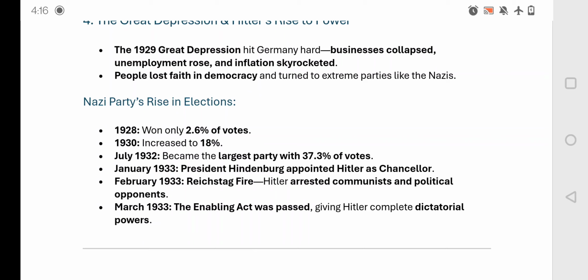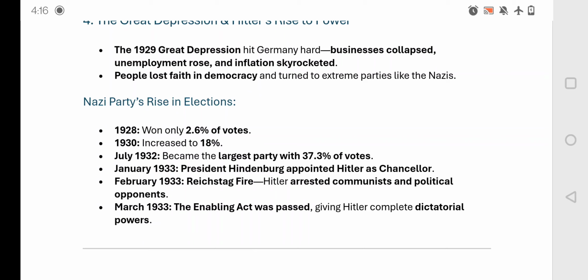So in 1928, the Nazi party won 2.6% of votes when the election took place in Germany. Later in 1930, it increased to 18%, and then in July 1932, it became the largest party by gaining 37.3% of votes. But still, they didn't get the majority of votes. Still, President Hindenburg invited Hitler to become the Chancellor, and then Hitler became the Chancellor.